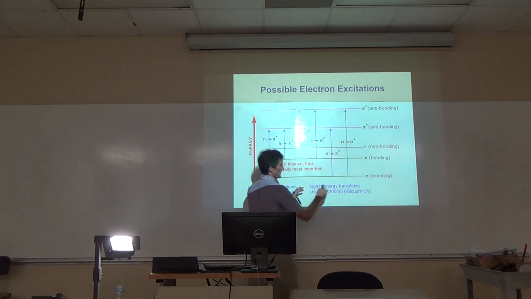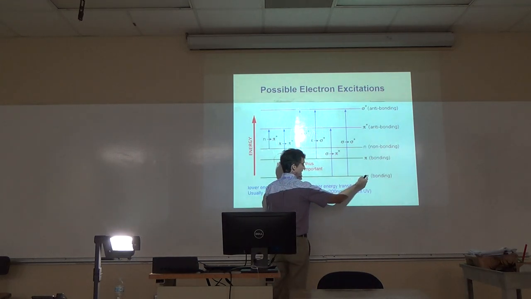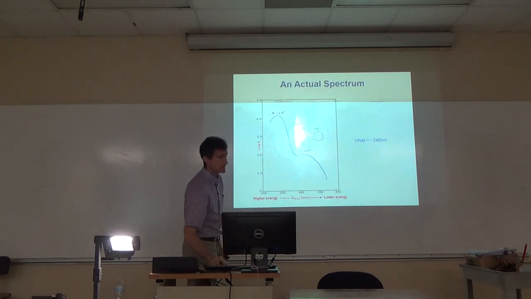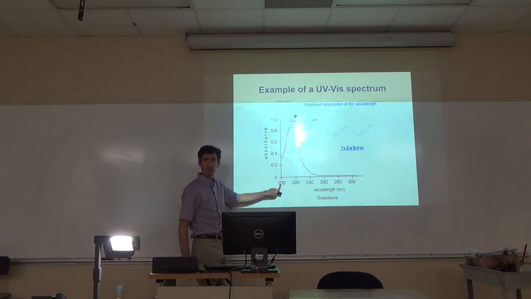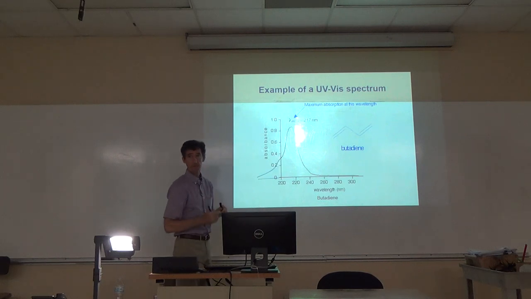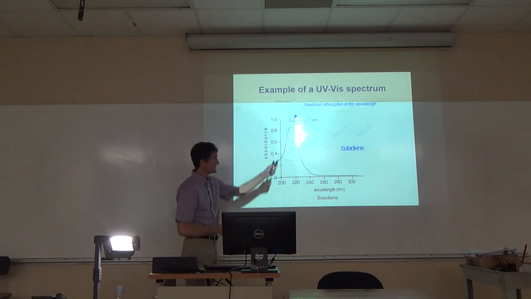By the way, exciting sigma-bonded electrons takes a lot of energy. That is actually low wavelength, below 200, it turns out. We typically don't scan below 200. Back over here, did we scan below 200? We just started, and when we started, we were already absorbing. But guess what? This compound probably absorbs over here below 200, because it's got some sigma electrons.